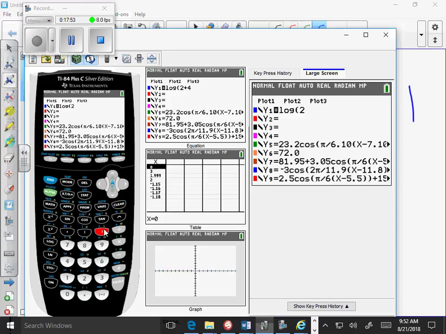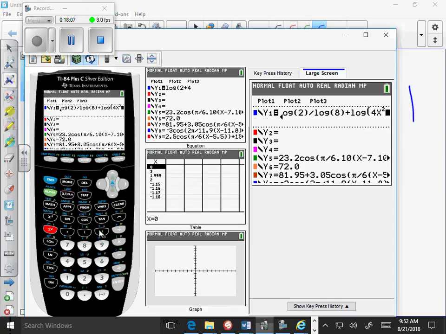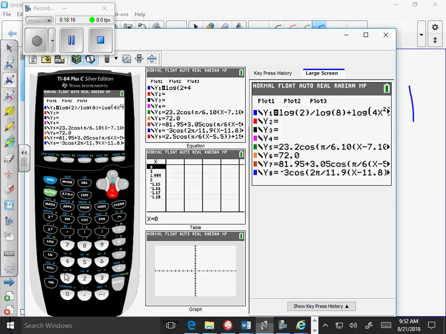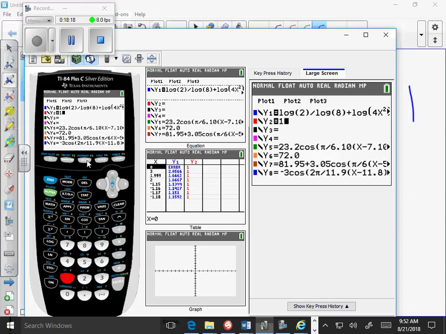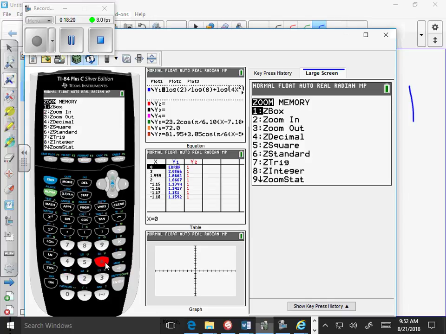Log 2 of log 8 plus log, was it 4x squared? 4x squared divided by log 8, change of base formula. And then on the other side of the equal sign, we have 1. Zoom 6.